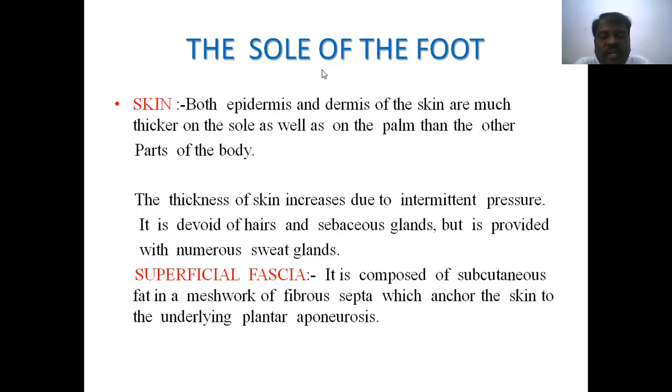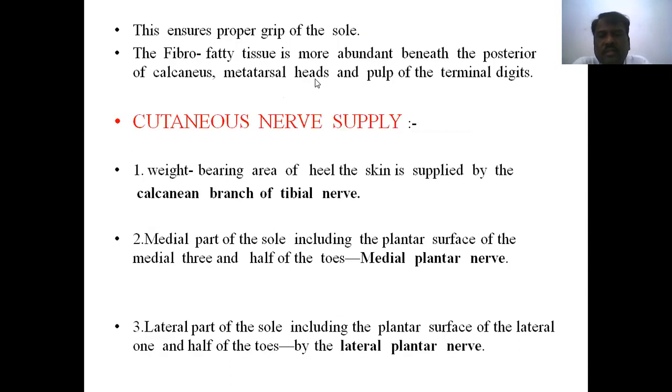After removing the skin, we can identify the superficial fascia. It is composed of subcutaneous fat, but here the fat arrangement is different compared to other regions. The fat lies in a meshwork of fibrous septa which anchor the skin to the underlying plantar aponeurosis. It is like bag-type cushions. This gives the proper grip for the sole, and the fibrofatty tissue is more abundant beneath the posterior calcaneus and metatarsal heads and helps the pulp of the terminal discs.